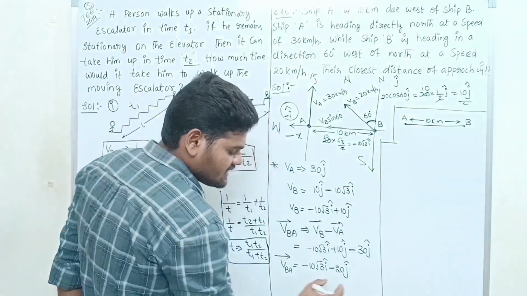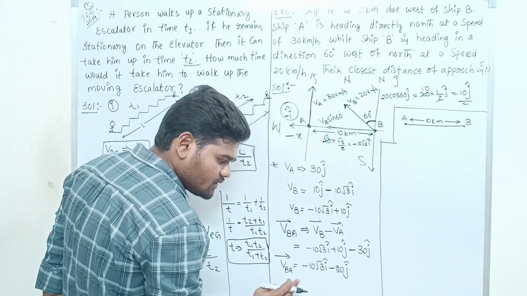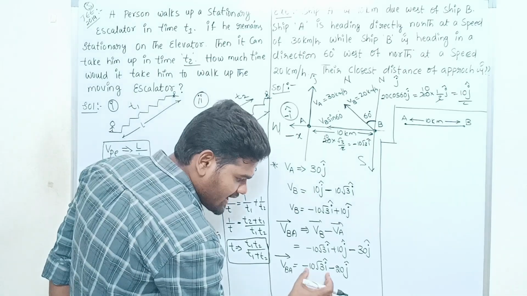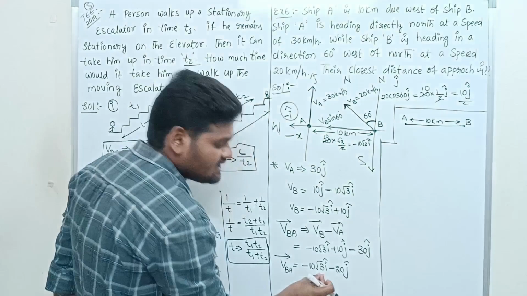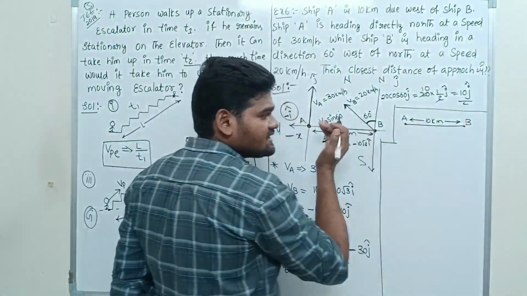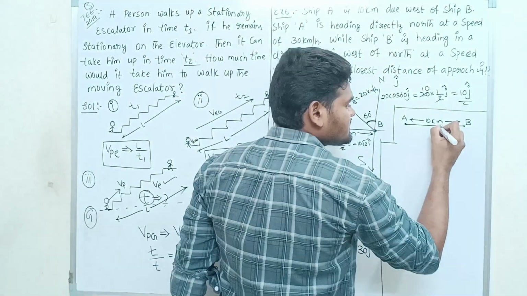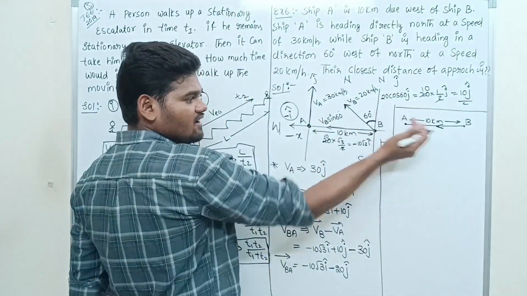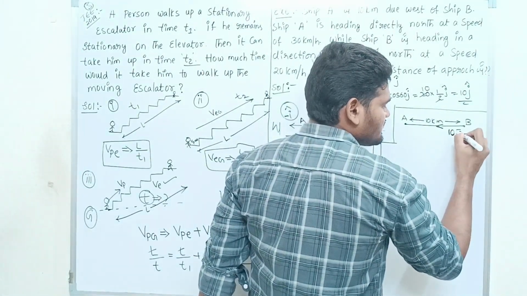Right. So from this condition, the relative velocity of object B with respect to A along the minus i cap direction is how much? 10 root 3. So that means in this direction, along the negative i cap direction, the relative velocity of B with respect to A is 10 root 3.